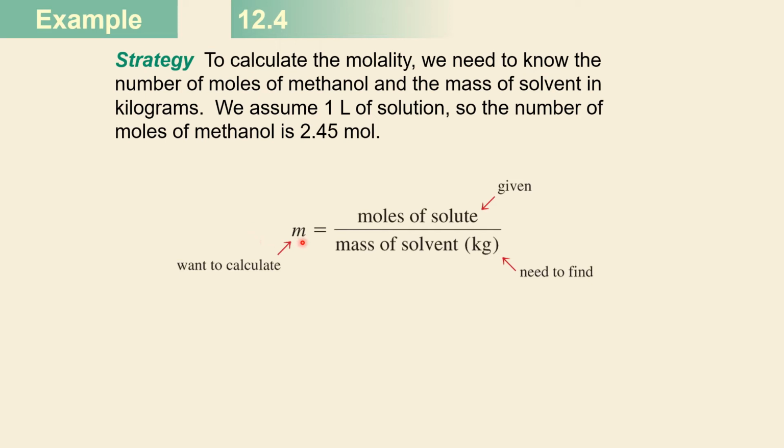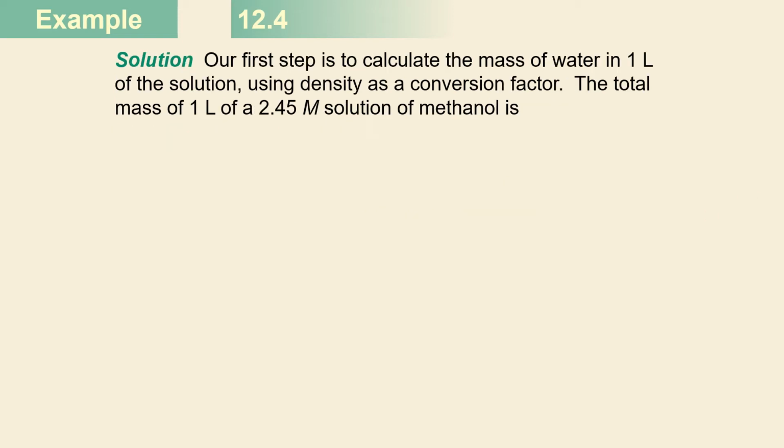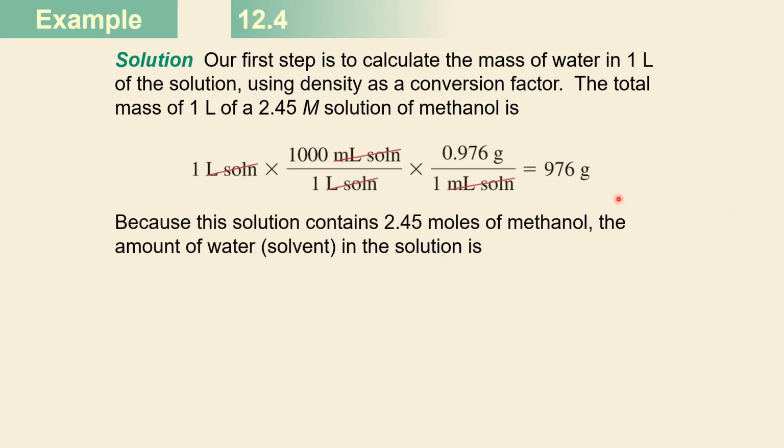We know we want to find out moles of solute over mass of solvent. The tricky part here is figuring out the mass of the solvent. So our first step, as it says here, is to calculate the mass of water in 1 liter of solution using density as a conversion factor. So first, we're actually just going to find out the mass of the solution. That's step 1, because that's what we can do, given the data in the problem.